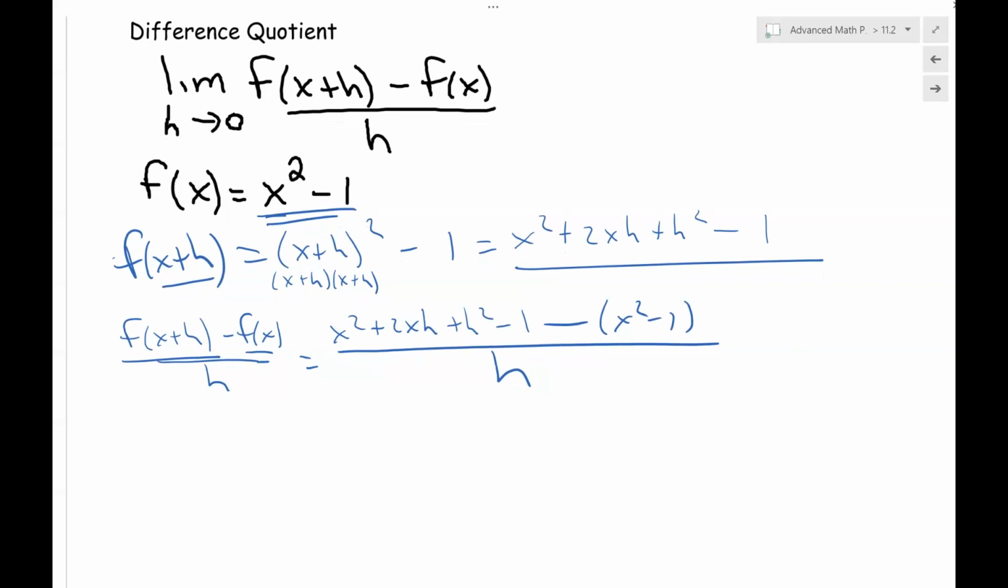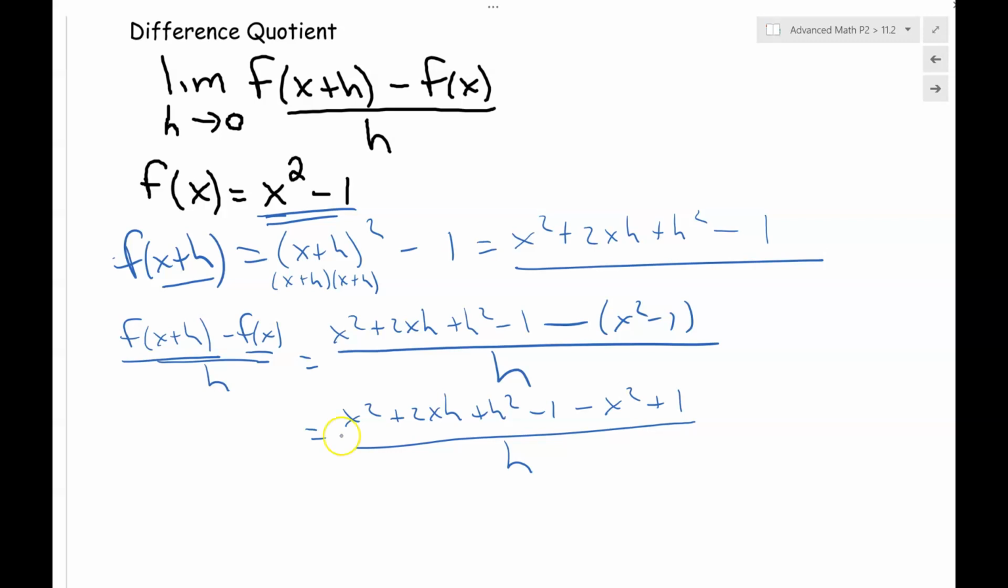Okay. So now we need to distribute that negative. So here's what I get. I'm actually going to take little steps instead of trying to combine. Minus x squared plus 1 all over h. Now, what should happen is some things should cancel.